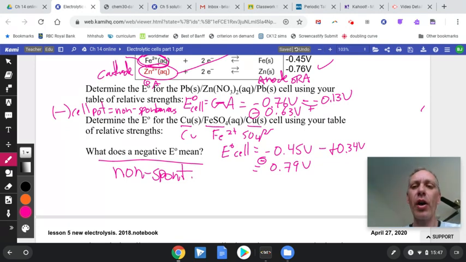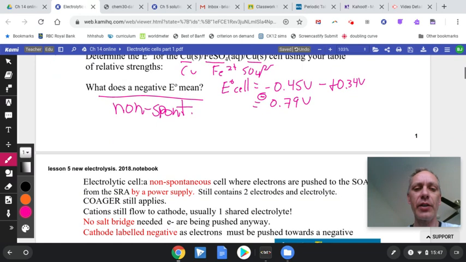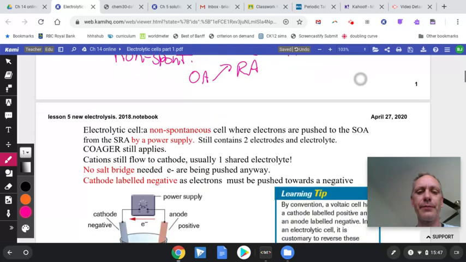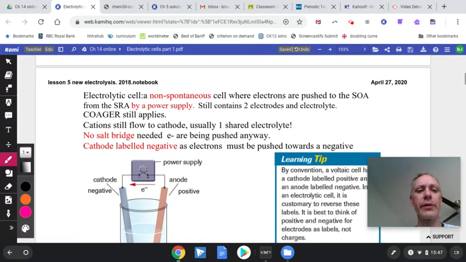So hopefully I've beaten this point to death. Electrolytic cells are non-spontaneous. The oxidizing agent is always below the reducing agent. So summary for your notes. Electrolytic cells are non-spontaneous. We just went through that. Because they're non-spontaneous, they have to be hooked up to a power supply to make them work. The electrons don't spontaneously flow from the strong oxidizing agent down to the strong reducing agent. They have to literally be pushed uphill, is one way to think of it.